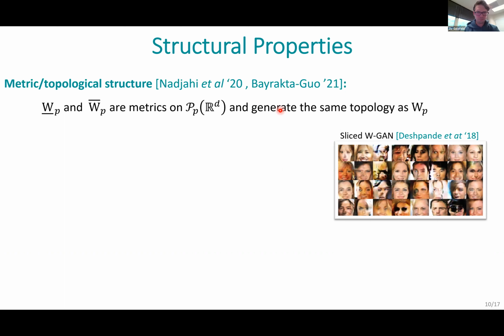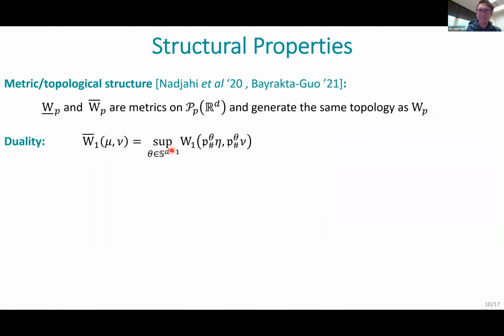How about duality? It turns out that for the max slice distance, we actually get a very Kantorovich-Rubinstein-like dual form. Say, for the case of p equals 1, if you start from the definition and plug in the dual form for regular W_1 on the inside, then you can combine the two suprema, the one over thetas in the unit sphere and the one over 1-Lipschitz functions on the real line, to arrive at a single optimization over the class of 1-Lipschitz functions on R that are now composed with these projection operators. And that's our dual. So a slightly different function class, but a dual form nonetheless.